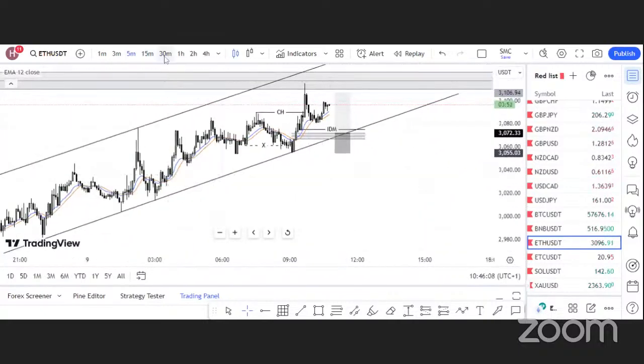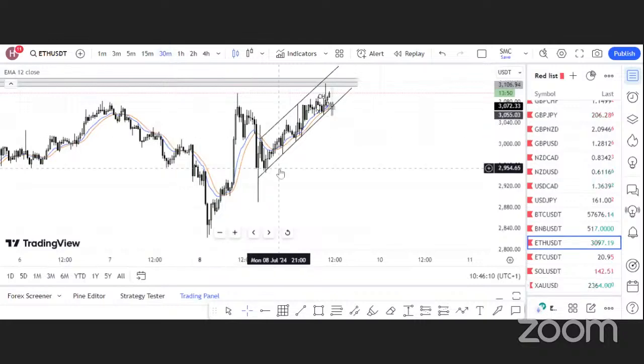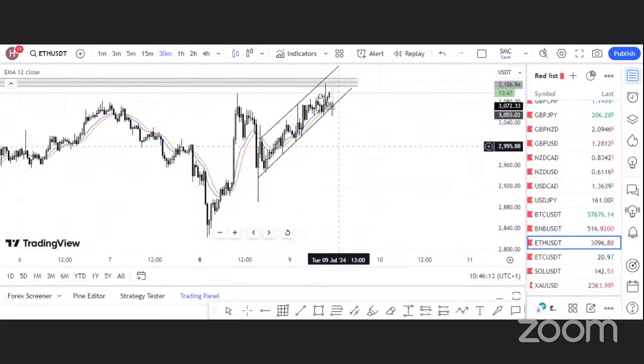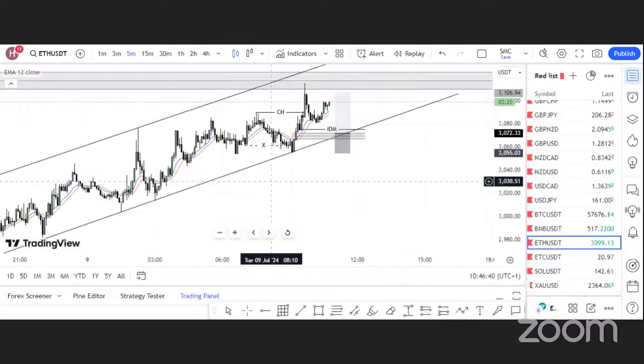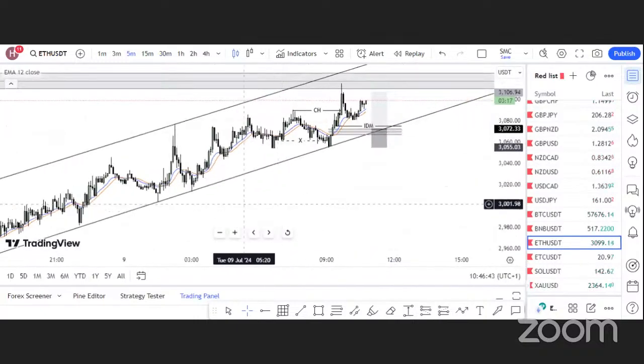So let me walk you through the analysis one more time. We are still on Ethereum USDT, and as you can see from the 30 minutes time frame, the market is bullish. Then we have this internal structure, internal movement, that's been breaking highs internally. To see this clearly, you have to drop down to the lower time frame, because all the moves happened on the lower time frame.